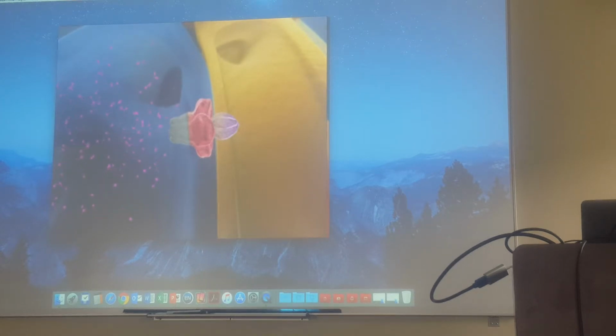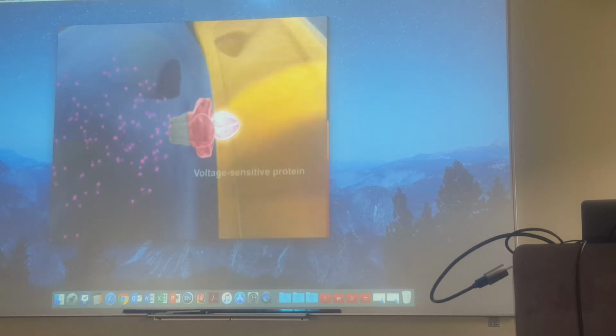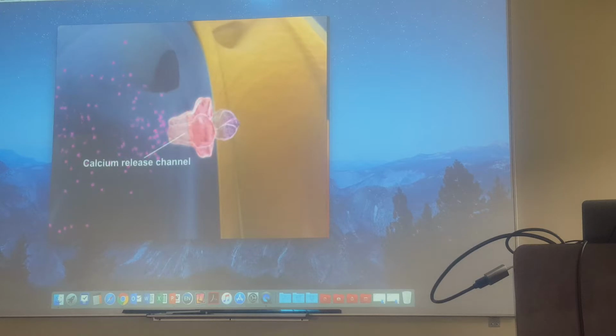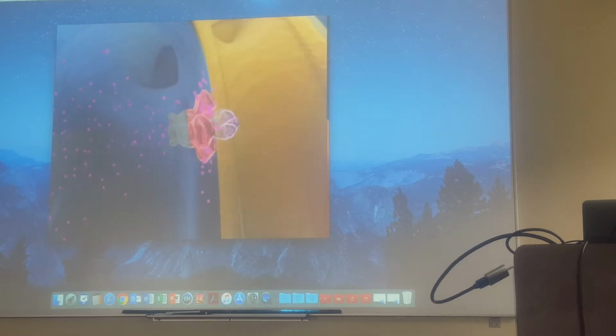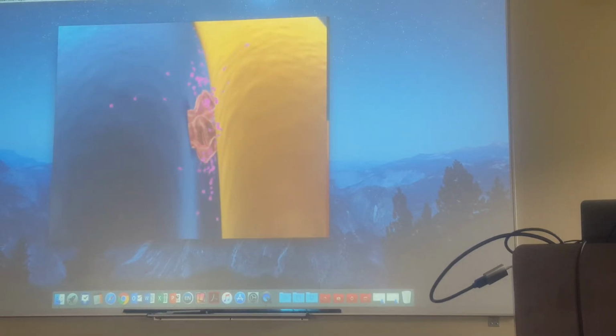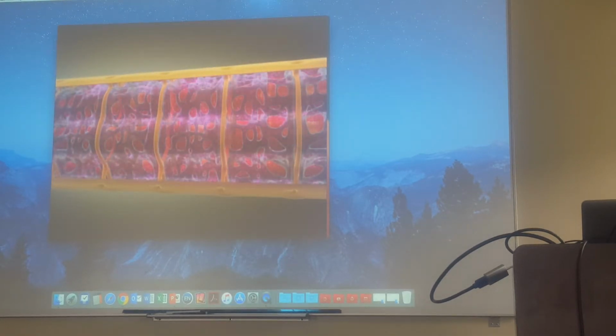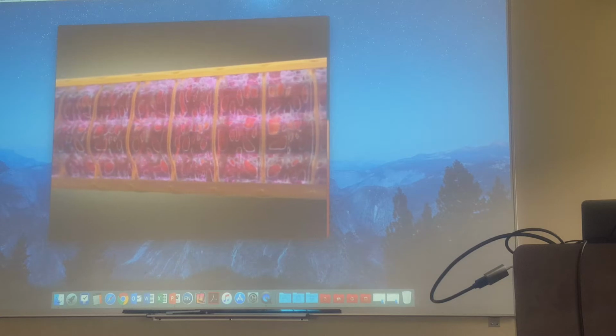As an action potential travels down the T-tubule, it causes a voltage-sensitive protein to change shape. This shape change opens a calcium release channel in the SR, allowing calcium ions to flood the sarcoplasm. This rapid influx of calcium triggers a contraction of the skeletal muscle fiber.